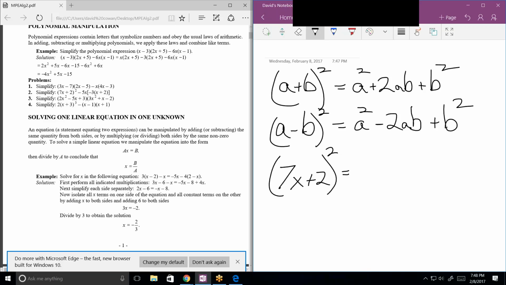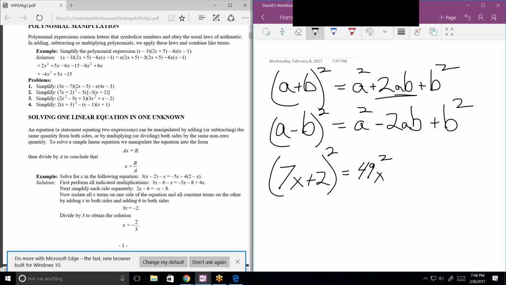And the beauty of that is that it lets me expand stuff like 7x plus 2 squared. Well, the first term is a squared. In other words, a is 7x, right? So what's 7x squared? 49x squared. Okay, and then what's this term become?